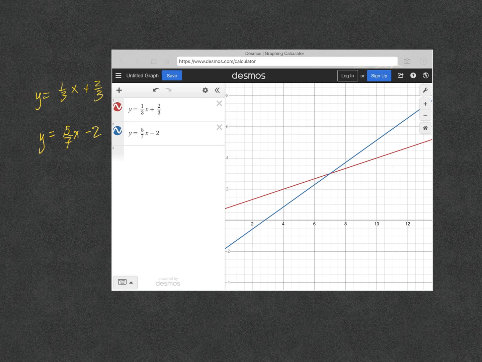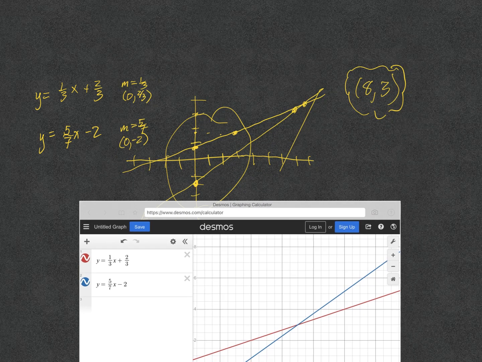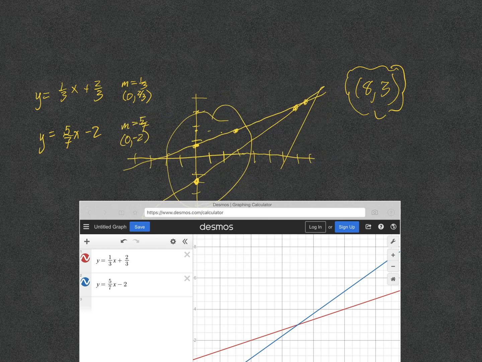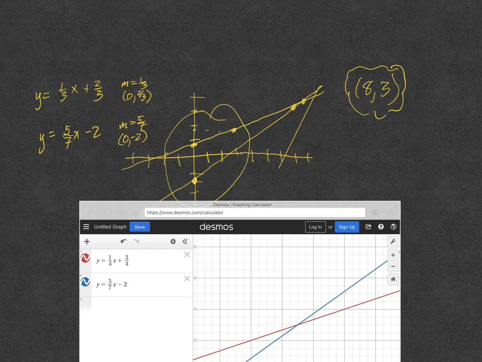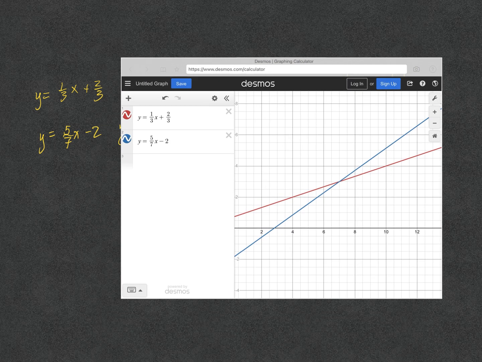My guess, which was 8.3, was not bad. The lines actually crossed at this point here, 7.3. So that's okay. That's how you would do that, a unique solution. Okay? All right. And so you can use graphing to help you. Graphing calculator or Desmos.com, or you can download the app. All right. That's all for that section.